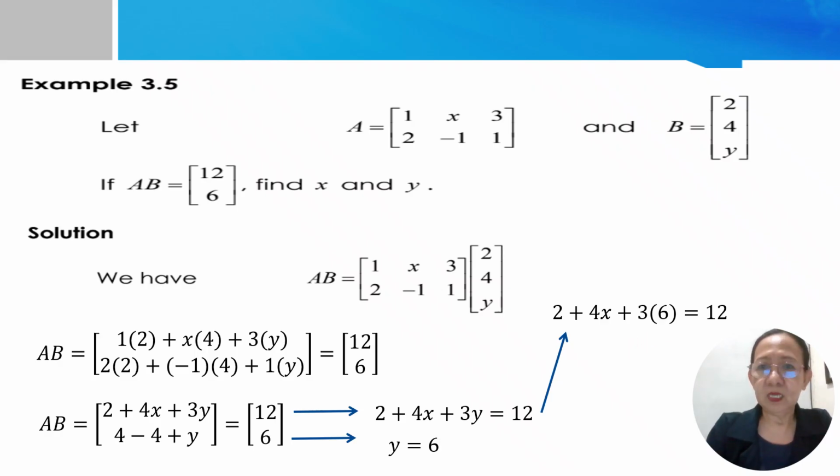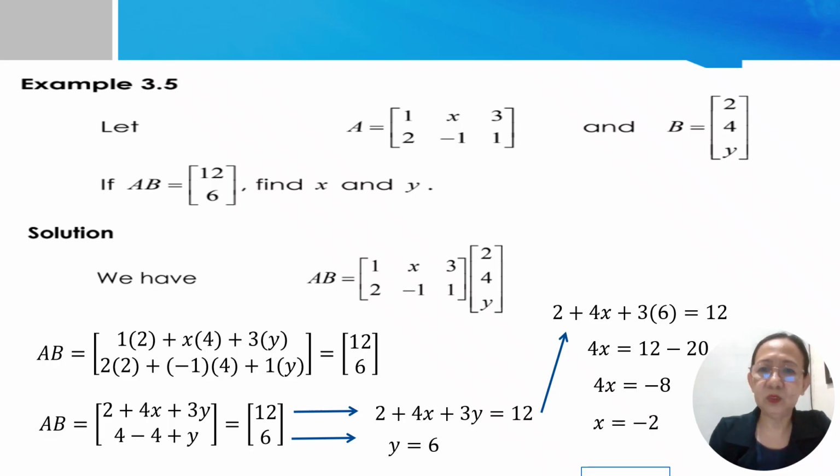So therefore, next, let us simplify. We will get 2 plus 3 times 6 is 18. 18 plus 2 is 20. Then we subtract both sides by 20, or adding both sides by a negative 20, so that this becomes 0. So we have 4x is equal to 12 minus 20. And 12 minus 20 is equivalent to negative 8. Then dividing both sides by 4, we will arrive now at x is equal to negative 2. So x is negative 2, y is equal to 6. Okay?